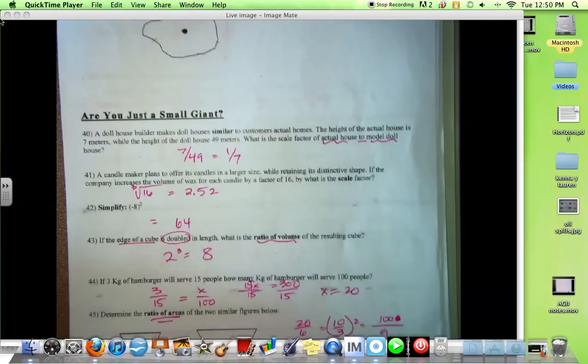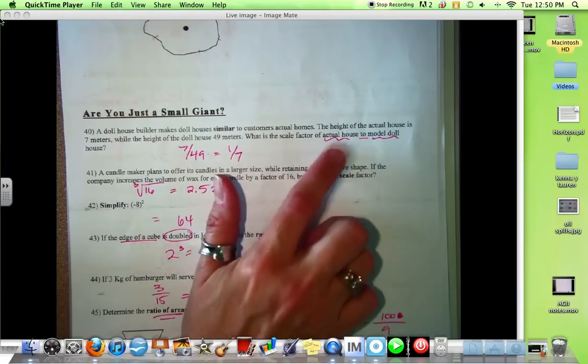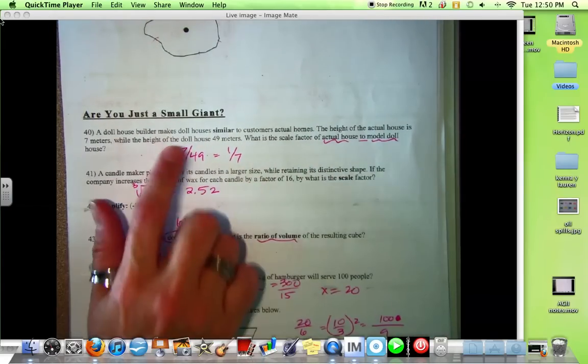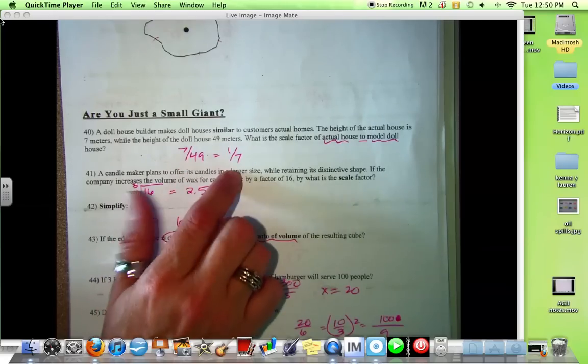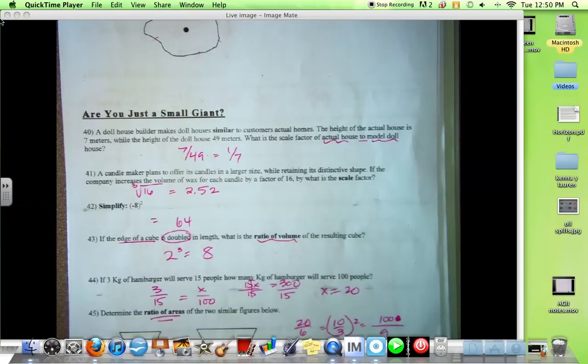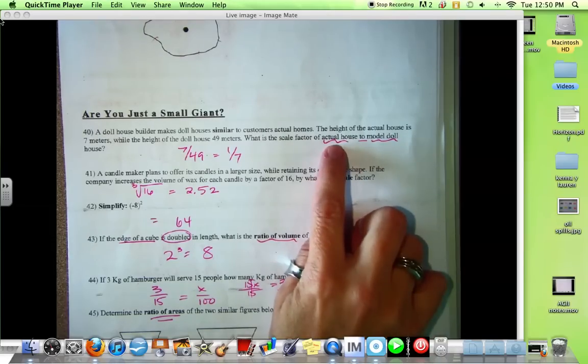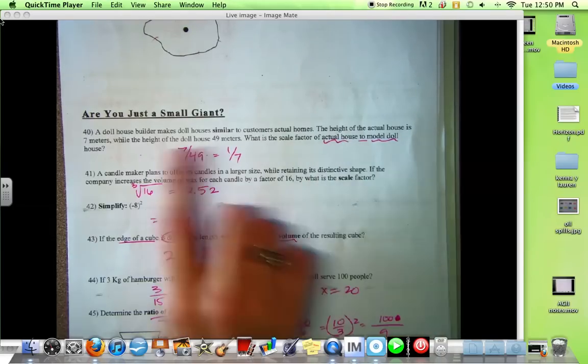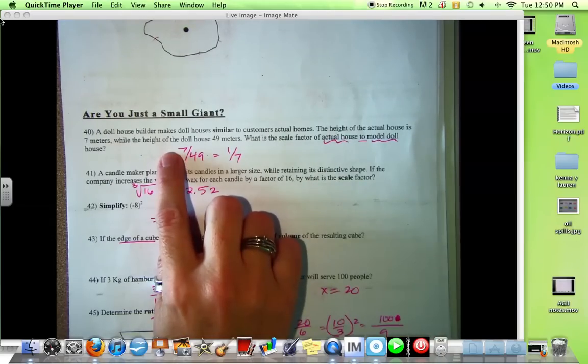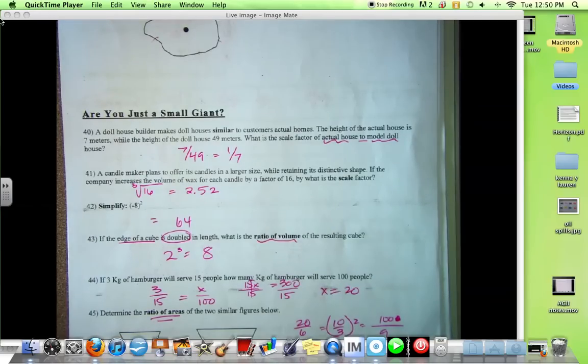40. The scale factor of the actual to the model. 7 to 49. 1 to 7. On the test, are they gonna have the answer, like the multiple choice, in reduced form? Yes, they are. Okay. So whichever number comes first is the number of the fraction. Whatever one they're asking for first, the actual house goes on top. I didn't understand that house. I thought house was taller.